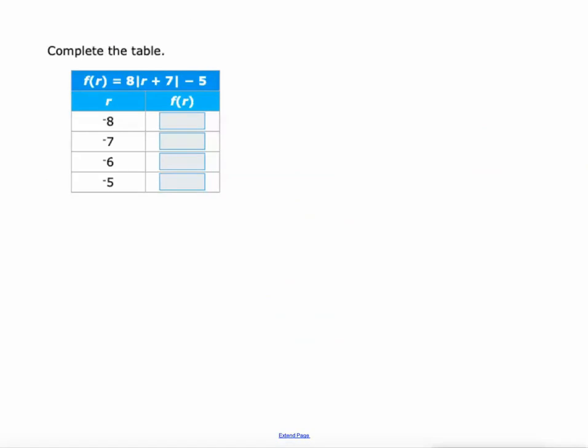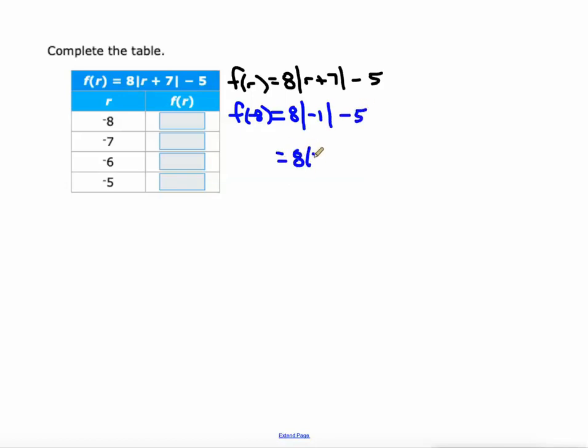All right, got a lot going on in this one. So our function is that f of r is equal to 8 times the absolute value of r plus 7, minus 5. All right, so we're going to do f of negative 8 first. So it's going to be 8 times the absolute value of negative 8 plus 7, which is negative 1, minus 5. The absolute value of negative 1 is 1. 8 times 1 is 8, and 8 minus 5 is 3. Just following order of operations here.